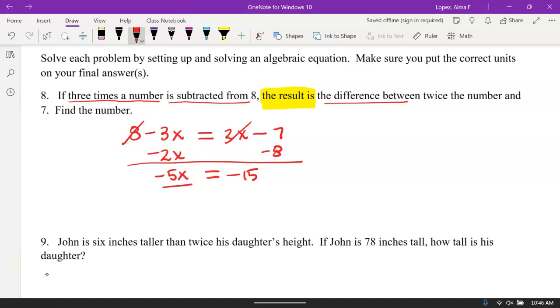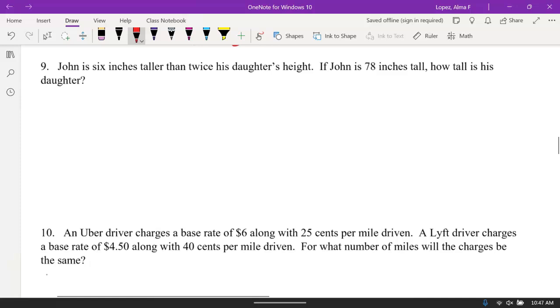Now, to get the x all by itself, I can divide both sides by -5. That's always our last step. And we get x is equal to 3. Since we were just finding a number, that's it on that one. Let's look at number 9.